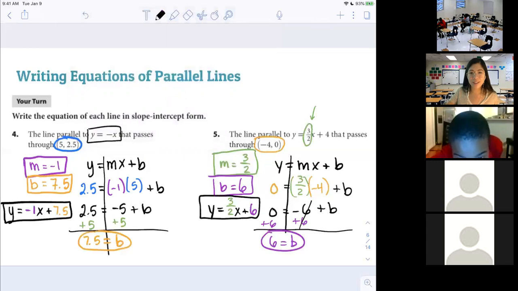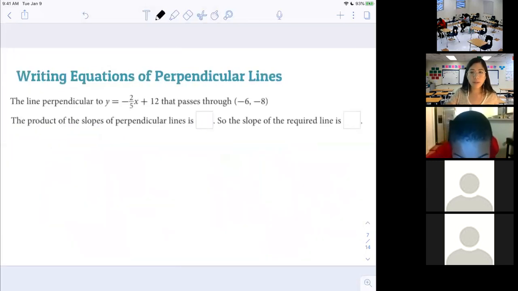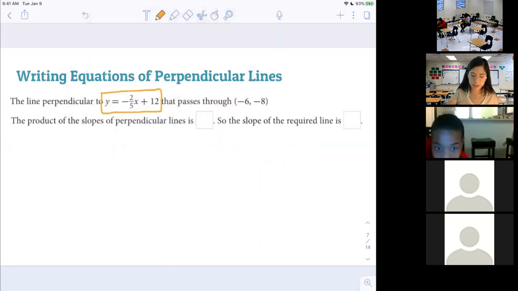Do I have any questions on these two problems so far? Okay. All right. Now we're going to do a very similar thing, but instead of parallel lines, we're going to look at perpendicular lines. So I want to write the equation for a line that is perpendicular to y equals -2/5 x plus 12 that passes through -6, -8.